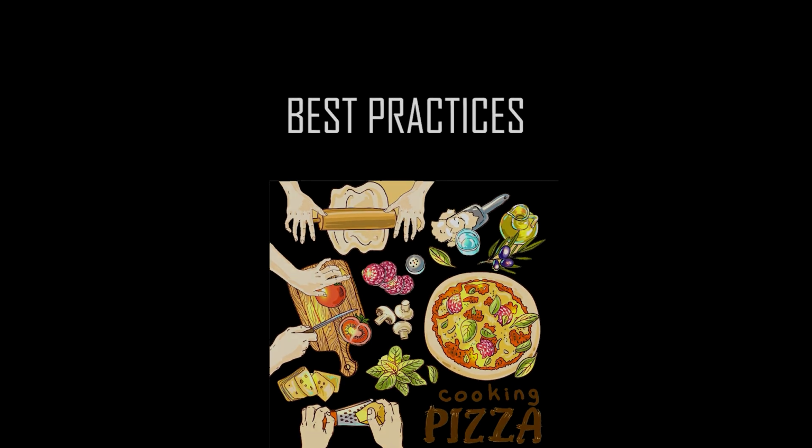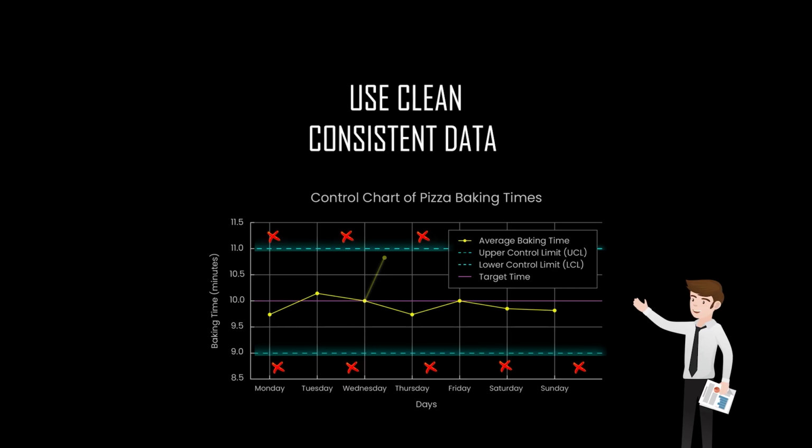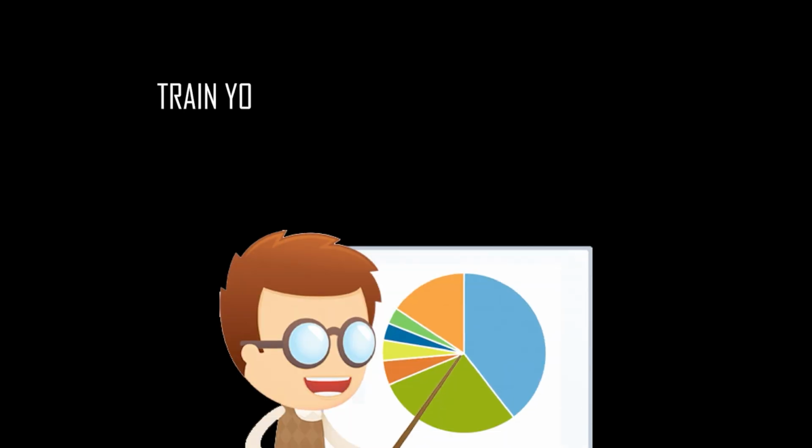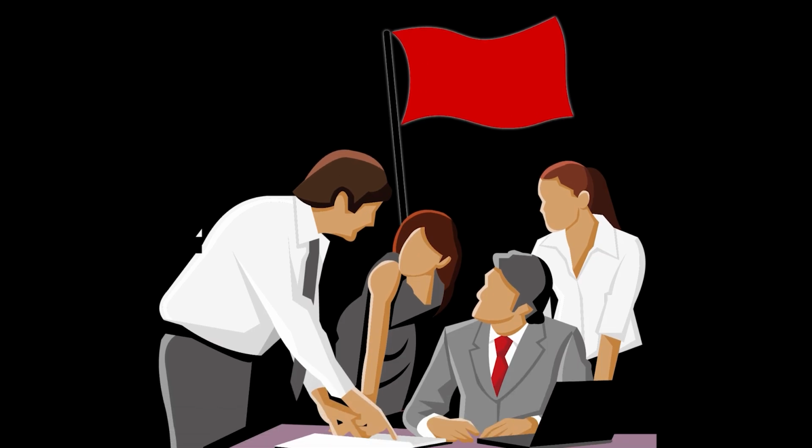Best practices. Use clean, consistent data. Your chart is only as good as the data you feed it. Calibrate measuring tools. A faulty thermometer can skew every reading. Make sure tools are accurate. Train your team to read charts correctly. Everyone should know what a red flag looks like and what to do about it.